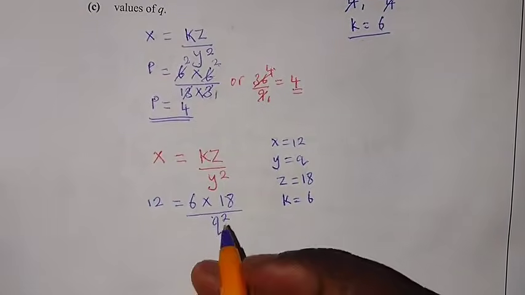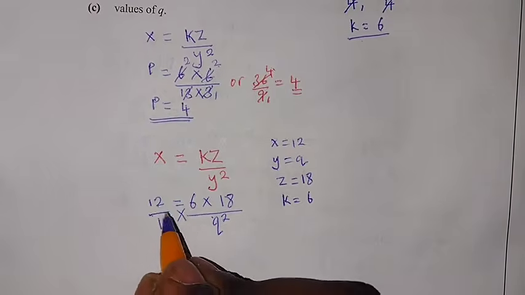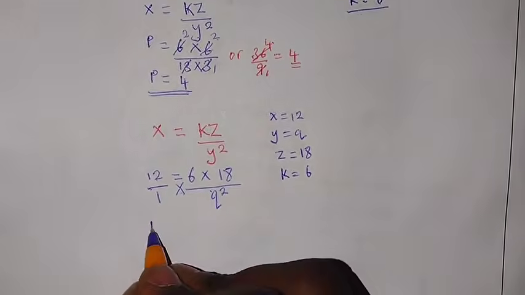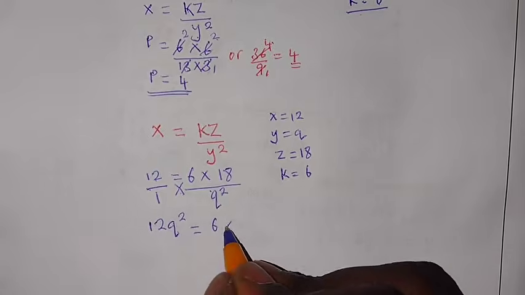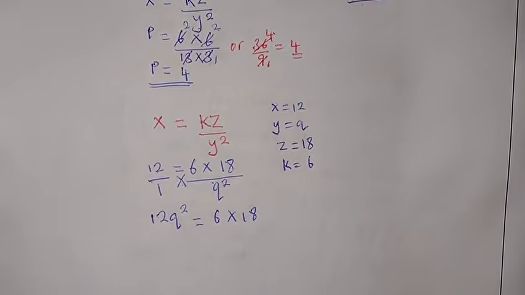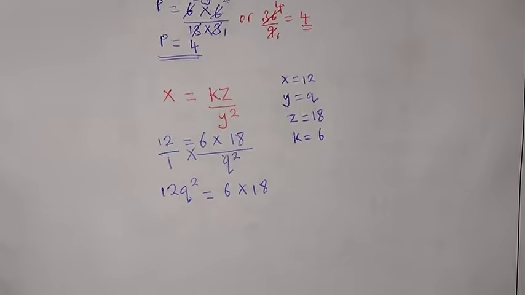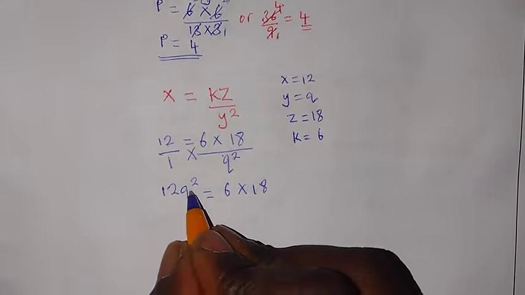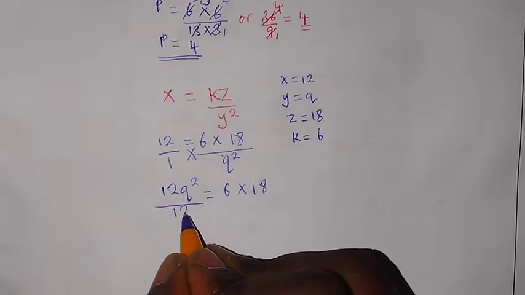Okay, so from here we can do this. We divide by 1, then we cross multiply. 12 times q squared. This will give us 12q squared equal to 6 times 18. So this is paper 1. You need to be careful in terms of simplifying the numbers, making them smaller. So what you are going to do here, we want to find the value of q. So we are going to divide both sides by the coefficient of q squared, which is a 12 here.